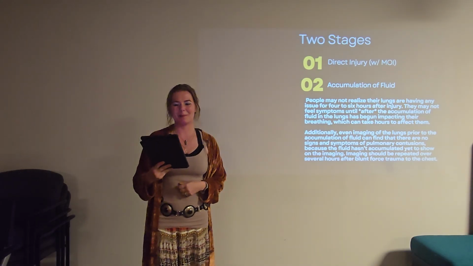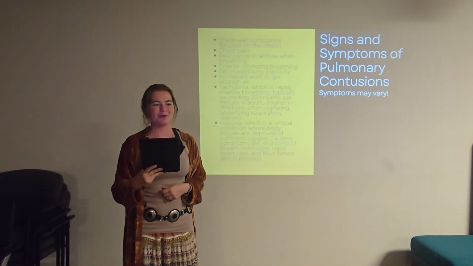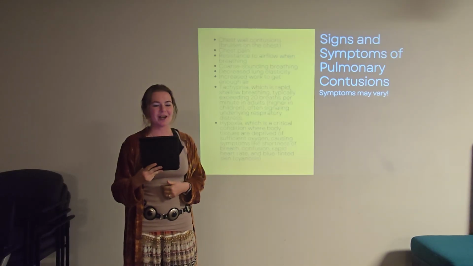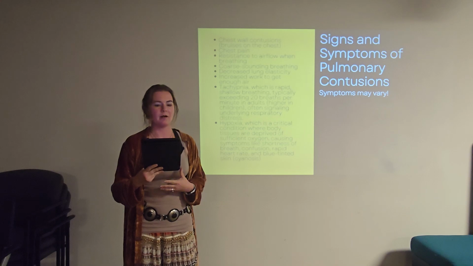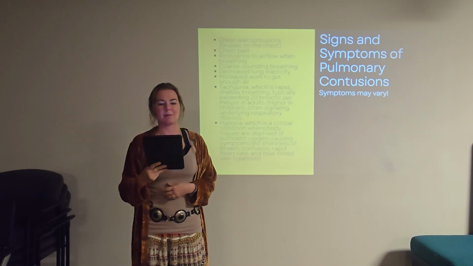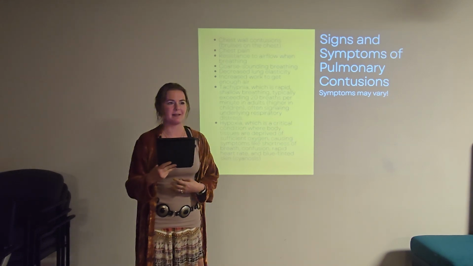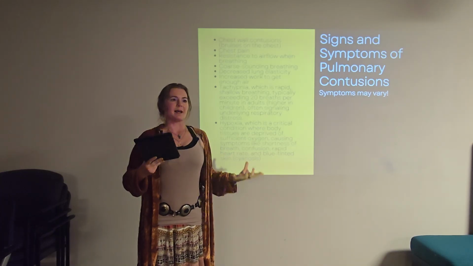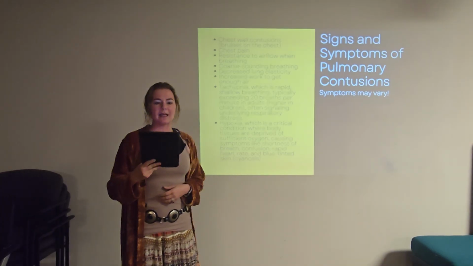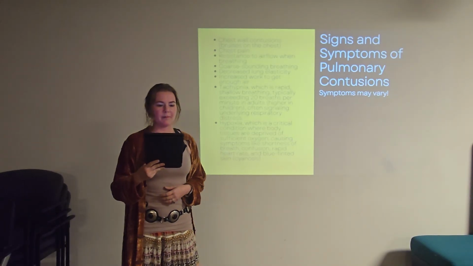Signs and symptoms of pulmonary contusion. Chest wall contusions, bruises on the chest, chest pain, resistance to airflow when breathing. It's hard to get the air into the lungs. Coarse sounding breathing, decreased lung elasticity. If you can't fully fill those lungs, that's a sign. Increased work to get enough air.